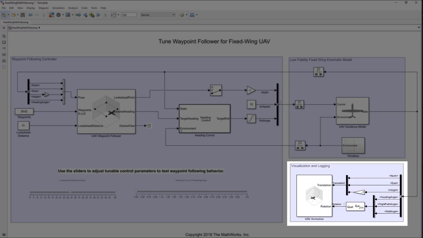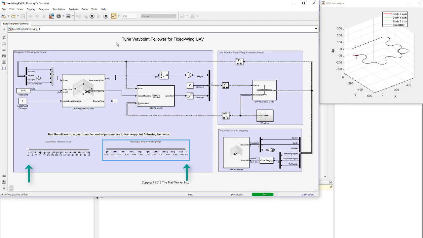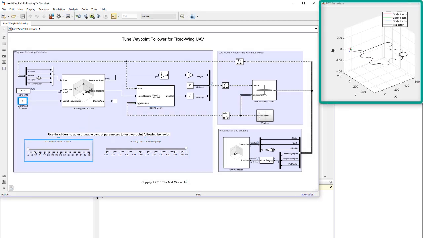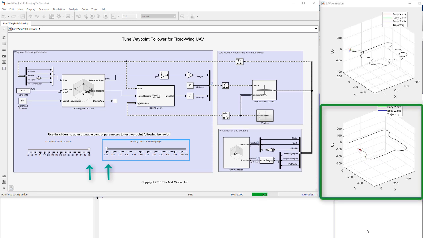To visualize the flight behavior, we use the UAV Animation block. We can see that a small look-ahead distance and a fast heading control results in a very curvy path, whereas a large look-ahead distance and a slow heading control gives the desirable path.